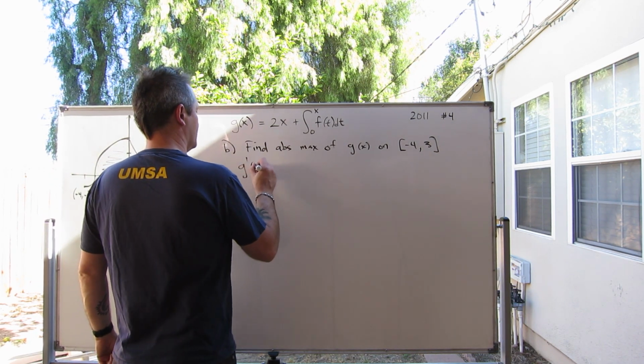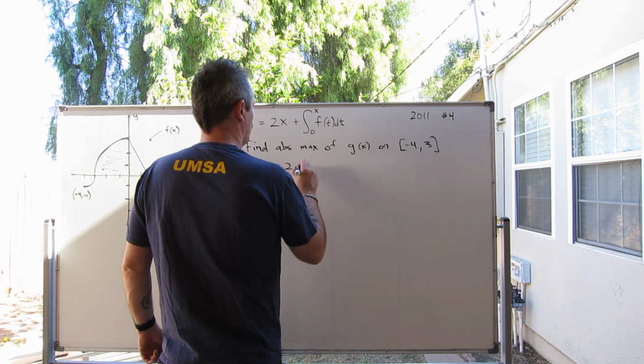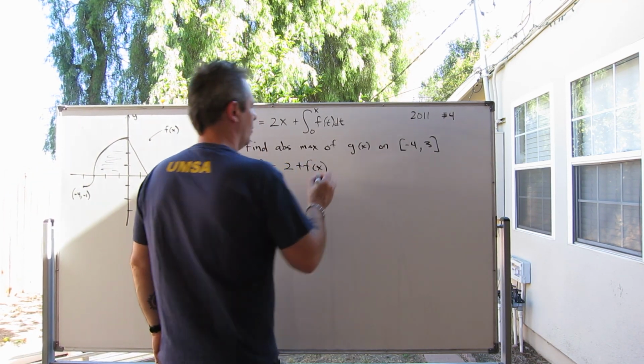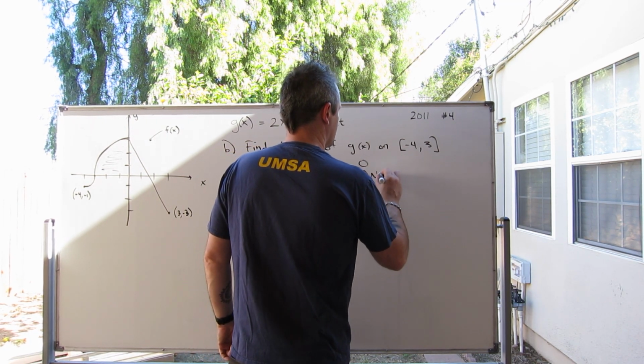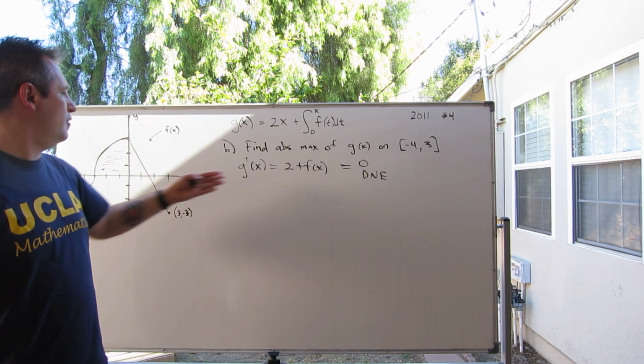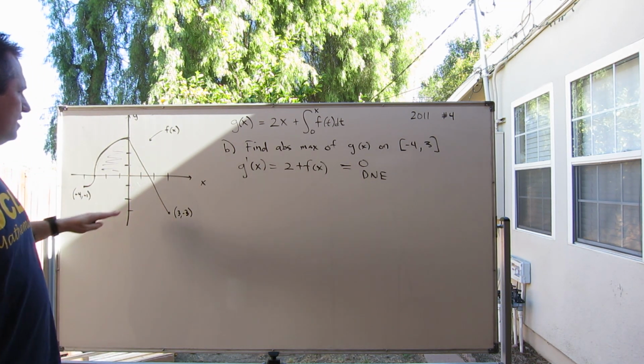So g prime of x, we actually found already in the previous part, it equals 2 plus f of x. And what we want to do is set this equal to 0 or does not exist. In this case, f of x is continuous on this interval. It's not differentiable though, but it's nice and continuous.